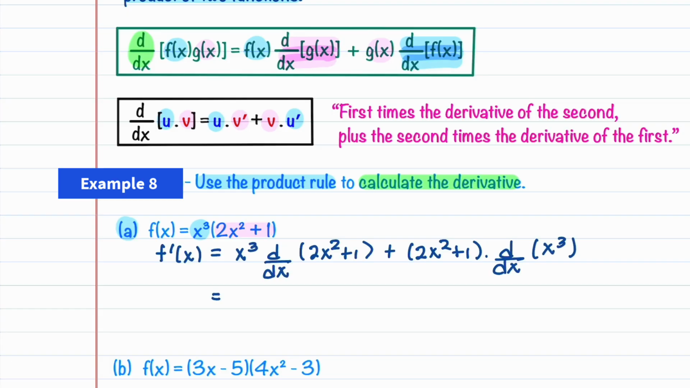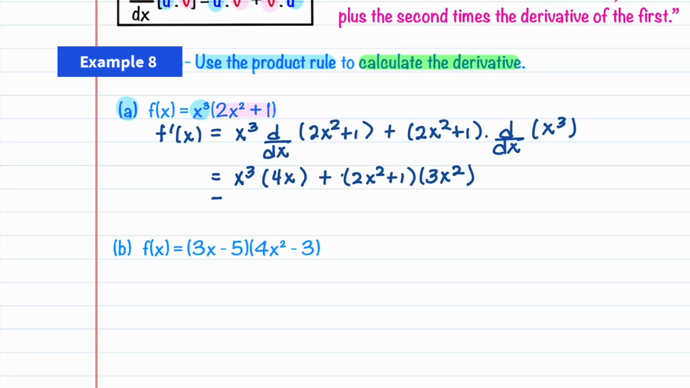Now all we have to do is just calculate these derivatives. We have x cubed, and then the derivative of 2x squared plus 1 is 4x. And then we have 2x squared plus 1 times the derivative of x cubed, which is just 3x squared.